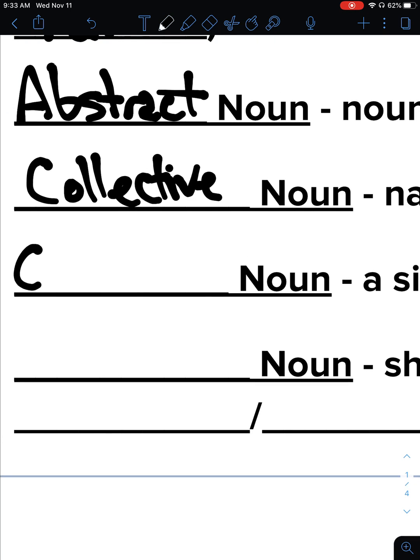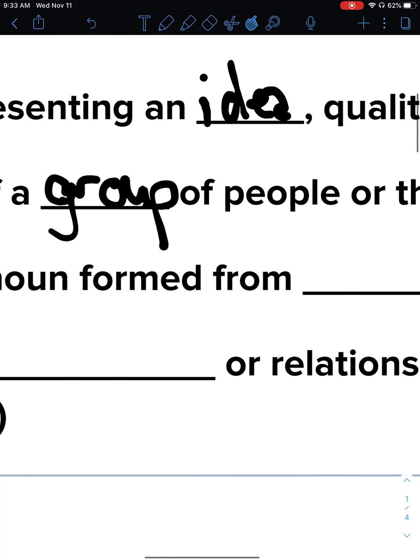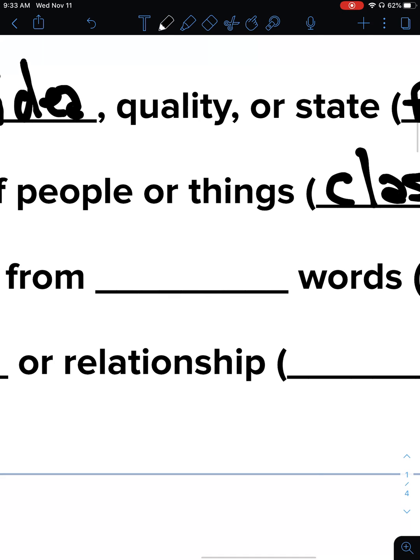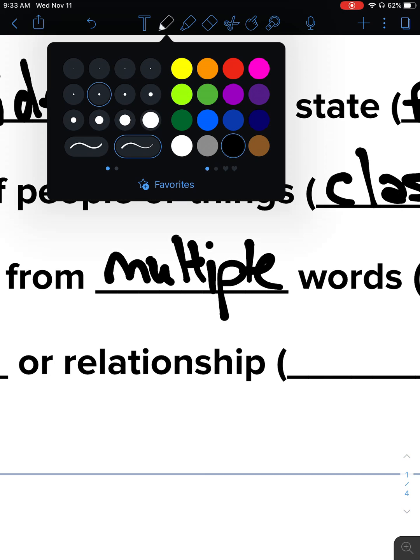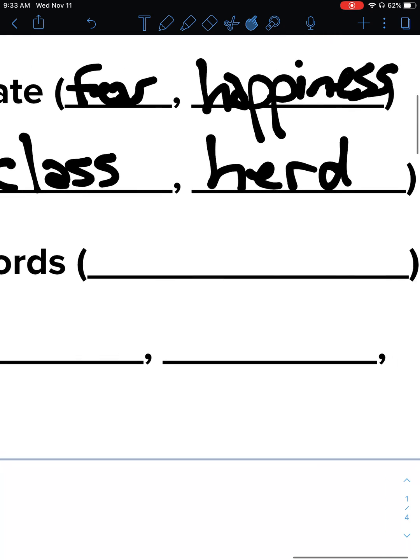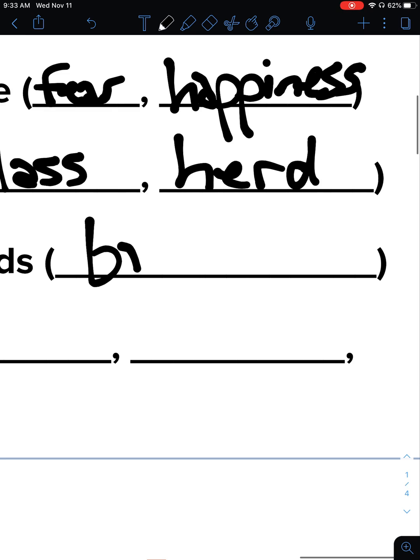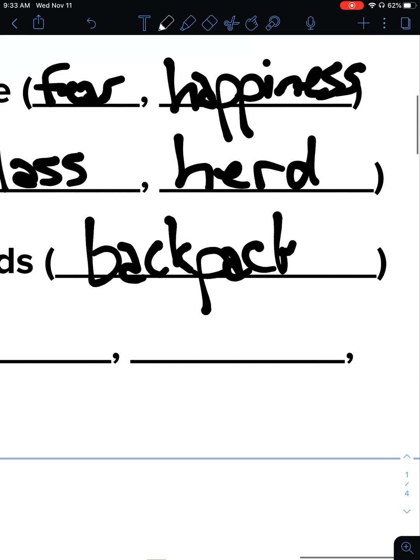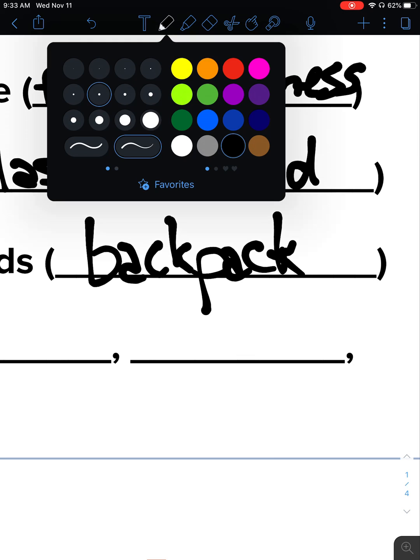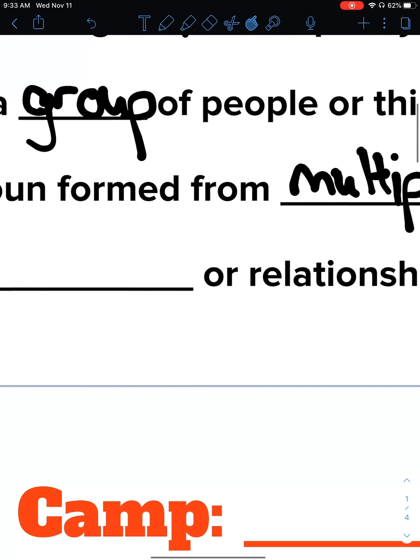After that, we have what we call a compound noun, which is a single noun formed from multiple words. A really good example of this is backpack. We took the word back, we combined it with the word pack, and there we go. We have a compound noun.